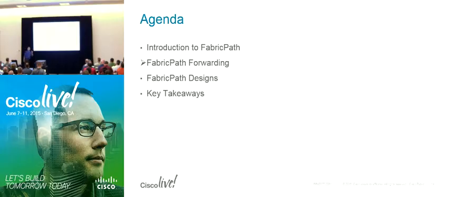Forwarding. Here we will talk about some of the Cisco FabricPath control plane and the data plane in terms of unicast and multicast, and how we facilitate and drive the layer 2 network in FabricPath.